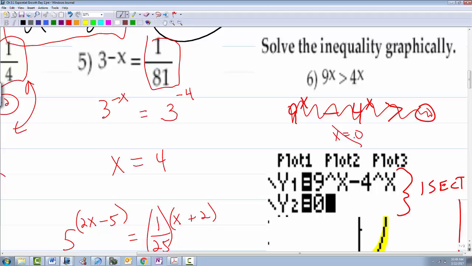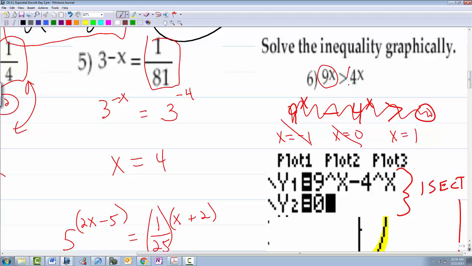But what happens when we start getting bigger than that? Like what happens when I plug in 1? Isn't 9 greater than 4? All right, what happens when I plug in -1? So x equals -1 is not true because this becomes 1/9. Is 1/9 greater than 1/4? No. Okay, so actually, right when we get past 0, then this starts getting bigger than this. Or what you could do is look at these graphically.